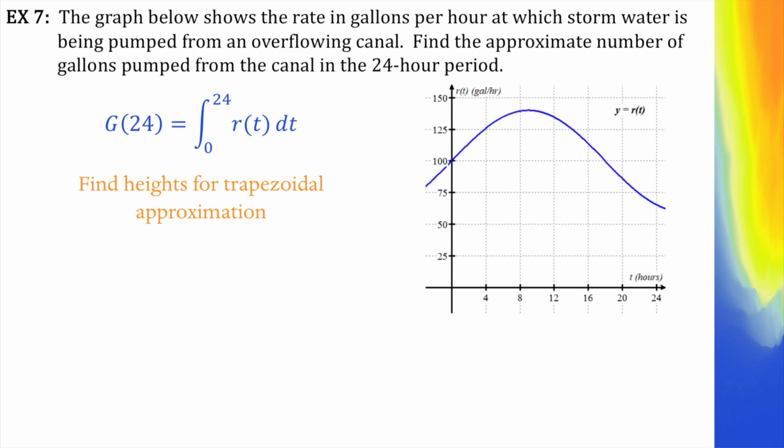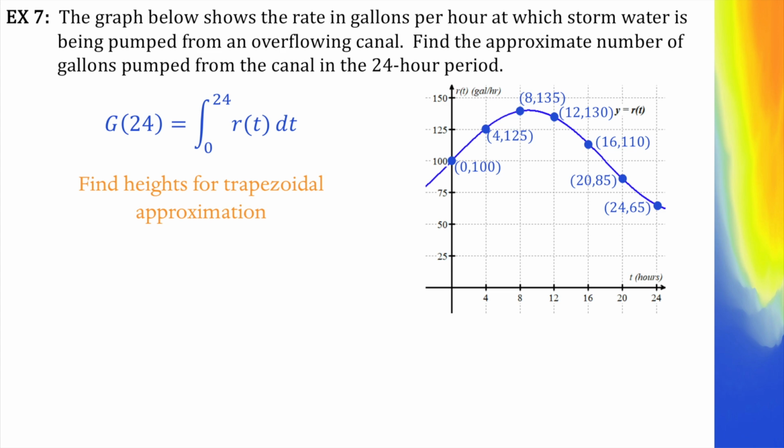So we'll figure out what our heights might be. We've got 0, 100, 4, 125, 8 is maybe around 135, 12 is about 130. At 16, it's at 110, maybe at 20, it's about 85. At 24, it's about 65.